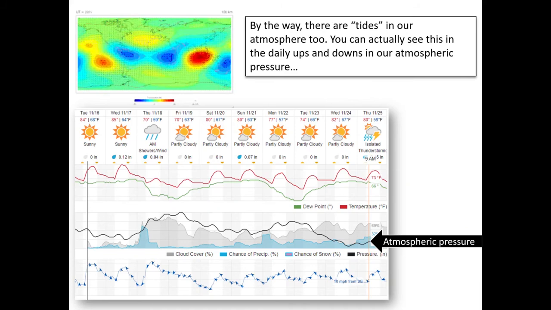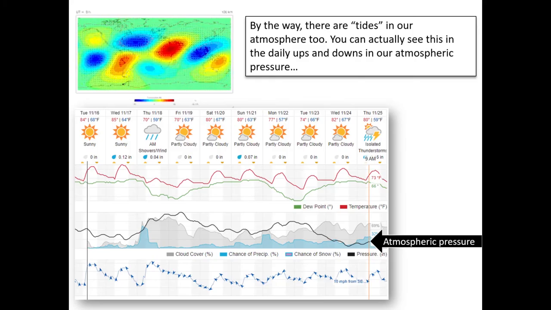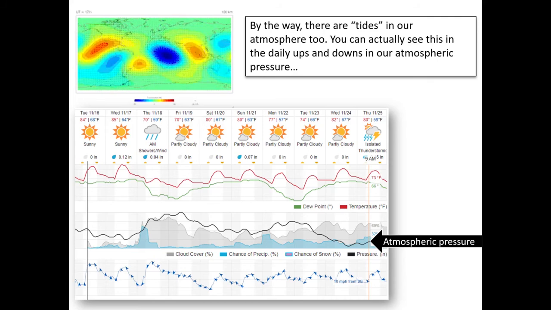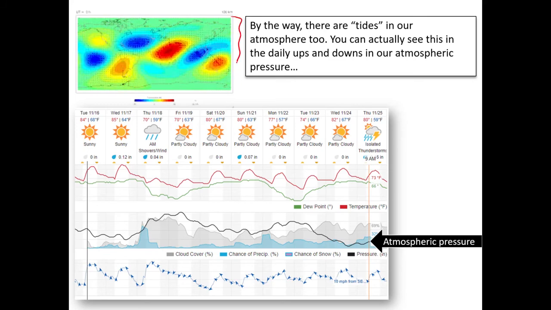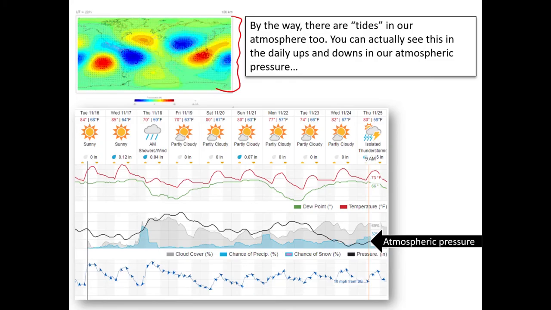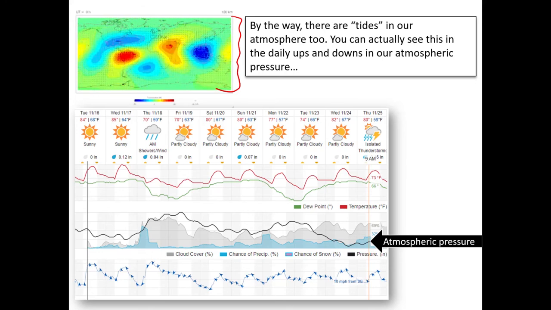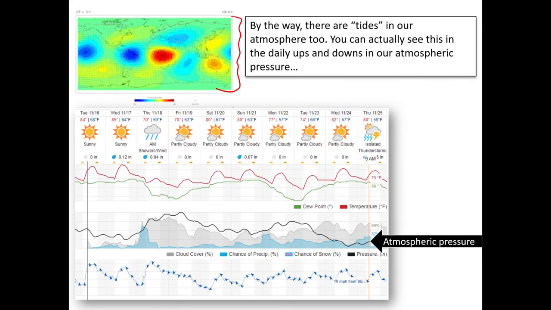One thing I also wanted to talk about that's kind of interesting is that there are actually quote unquote tides in our atmosphere too. The moon is not just pulling on the water, it's also pulling on the gases of our atmosphere, and it's going to create kind of bulges in our atmosphere. So this GIF is showing the red as an abnormally thick atmosphere. The blue is showing abnormally low atmosphere.